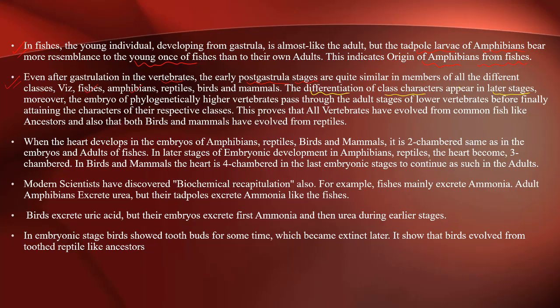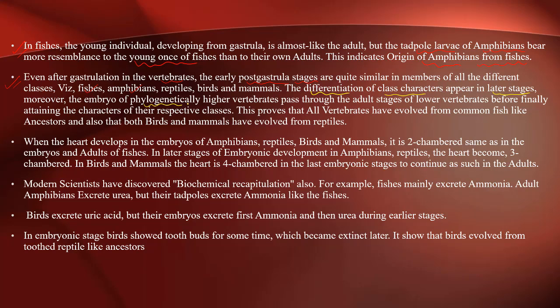Moreover, the embryo of phylogenetically higher vertebrates passes through the adult stages of lower vertebrates. Phylogeny simply means what? Evolution. It means evolutionary upgradation, evolutionary complexity. And ontogeny simply means what? The embryological formation. So basically, during the timeline of evolution, embryological development gives us a hint that any embryological form actually resembles the previous species. The embryo of the phylogenetically higher vertebrates passes through the adult stages of lower vertebrates.